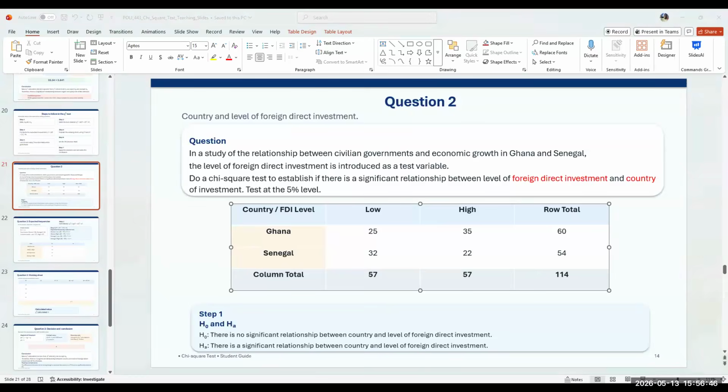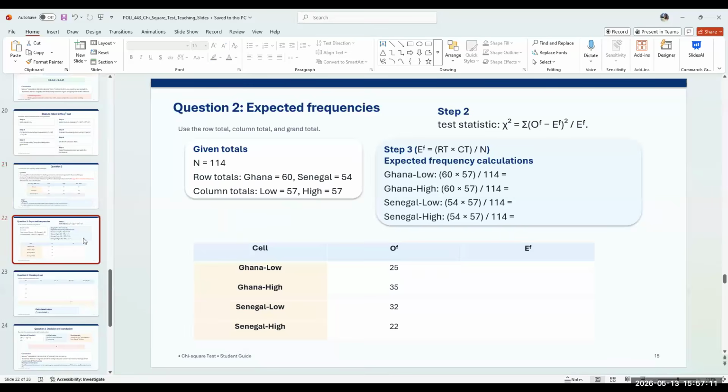Delali, I called you yesterday and you didn't respond. Today, I hope you are going to respond. Yes, I'm here. What is the row total for 22 and the column total for 22? The row total for 22 is 54 and the column total is 57. Thank you. Super. Delali, still be online.